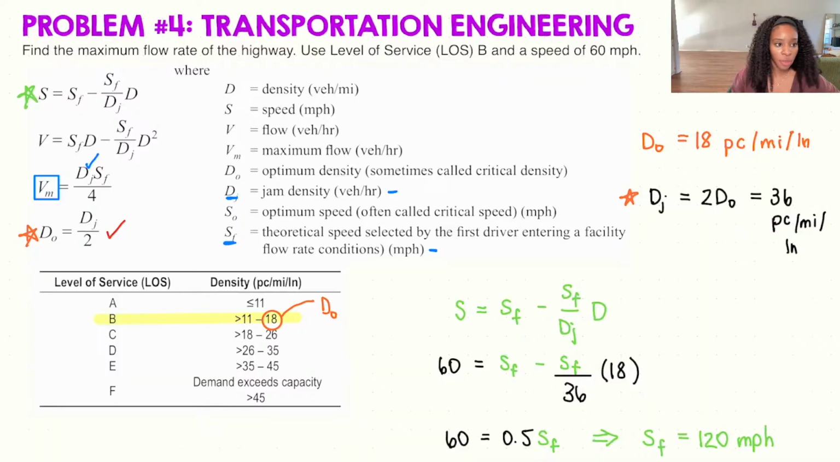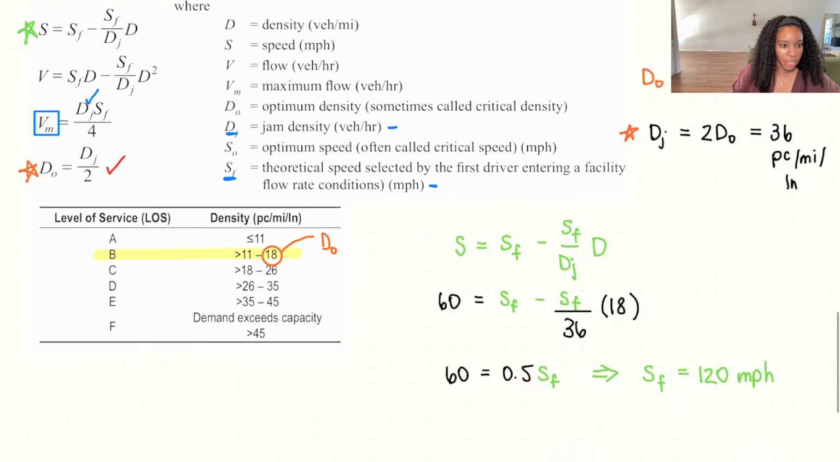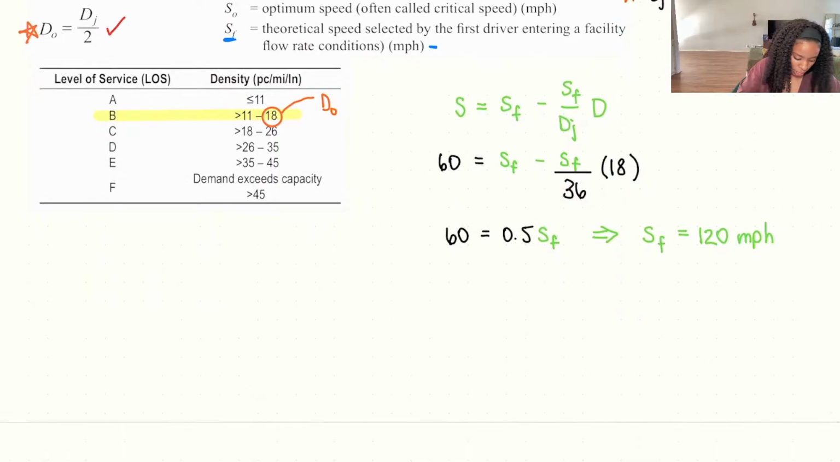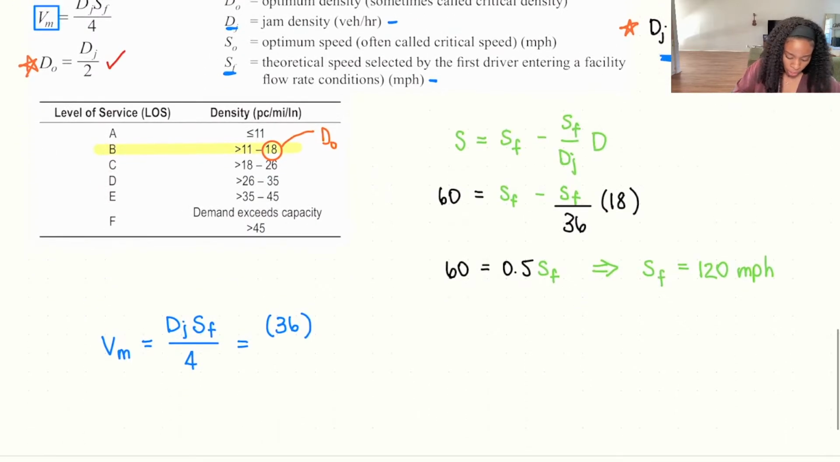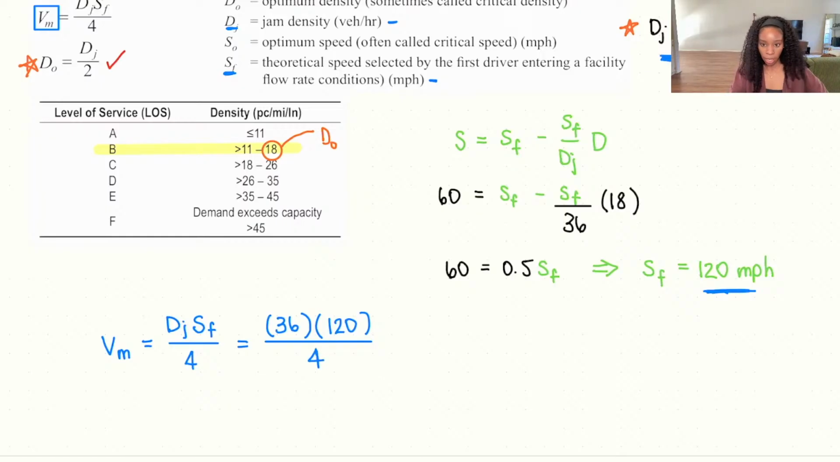All right, so we solved for all the variables that we'll need to solve for the maximum flow rate of the highway. I'm just going to scroll down a little bit so we can finish out this problem. So we're trying to find VM, which is going to be equal to the jam density times the theoretical speed divided by 4. So that's going to be equal to 36. We found DJ to be 36, and we found the theoretical speed to be 120 miles per hour. Then we're going to divide those two values by 4. And feel free to put in the chat what you get for your answer.